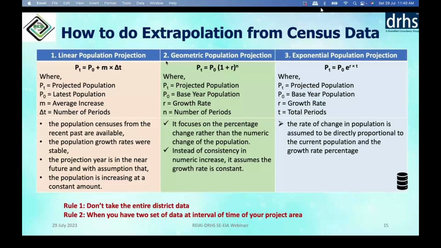So I have shown you, be careful, don't take the entire district data. Again, I am telling you, your project area is 10 kilometer radial distance, which covers 65 villages or towns. That data you have to use, and then you have to do the projections, whatever way you want.